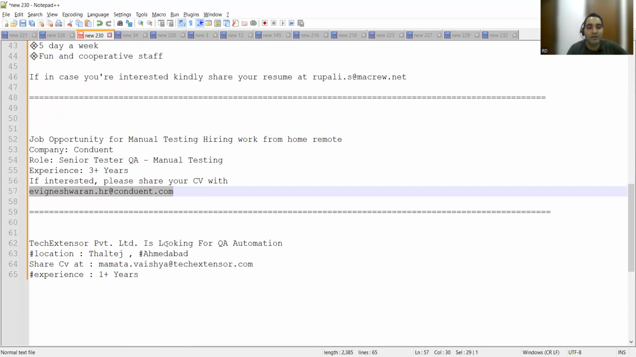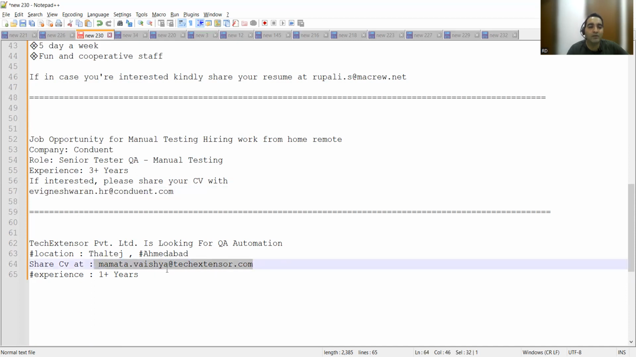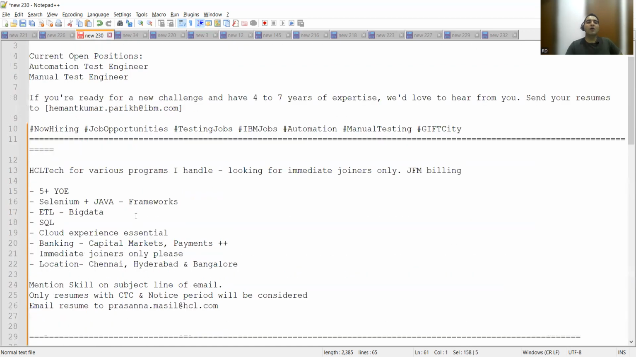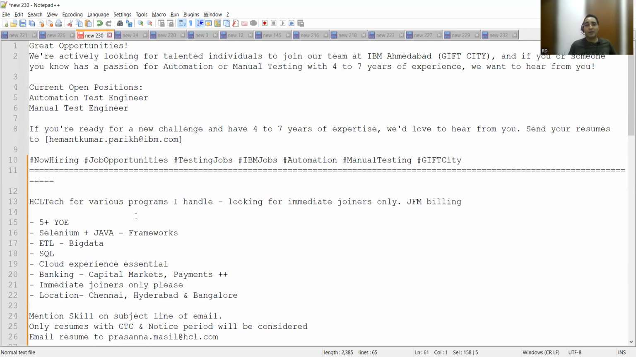Tech Extensor Private Limited is looking for QA automation. The location will be Thaltej, Ahmedabad. You can share your CV at this email address. Experience required will be 1+ years. So these are a few of the job opportunities available in the market.